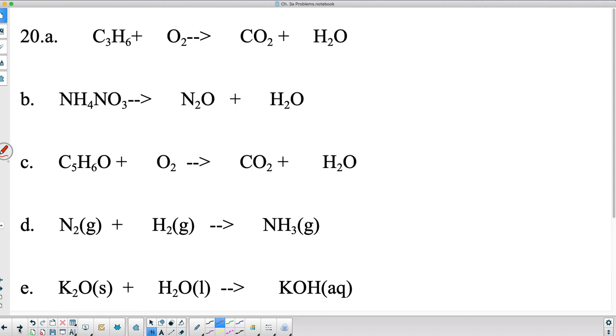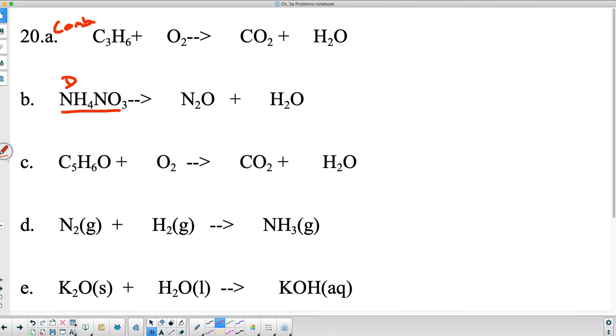Next, number 20. Okay, so this is identifying the type of reaction. This is a combustion reaction right here. And then we'll balance the equation in a minute. B, C, D, E. So let's see what we got here. This one is a decomposition. Definitely a decomposition because it's just one thing and then the arrow. And then here I have, I haven't talked about combustion yet.